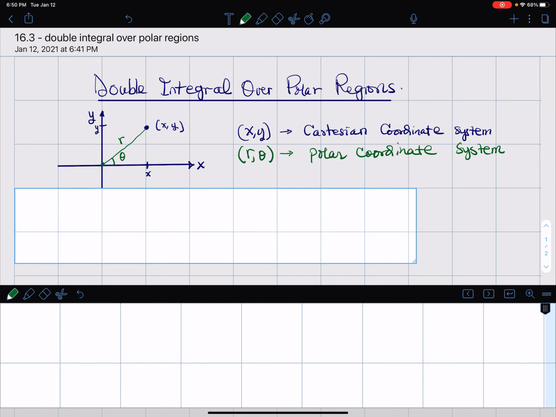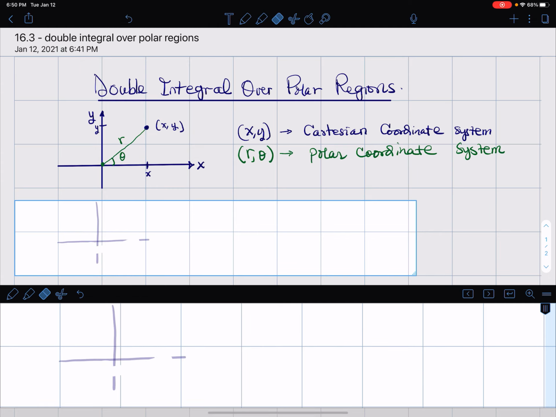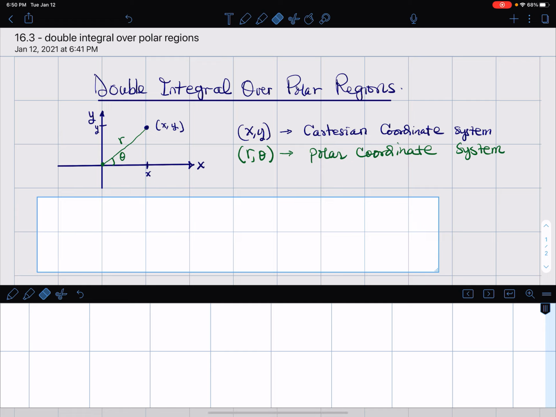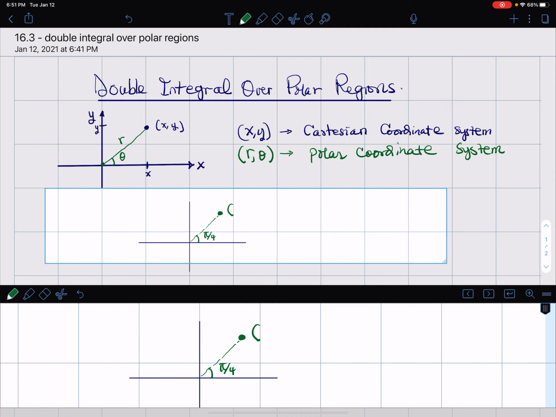Okay? So say you have a point, let's look at a bunch of points. Assuming we have this point right here, and it's one unit away from the origin and makes an angle of 45 degrees. 45 degrees is pi over 4. So this point right here, assuming this is 1, its coordinate is going to be 1, and then pi over 4.